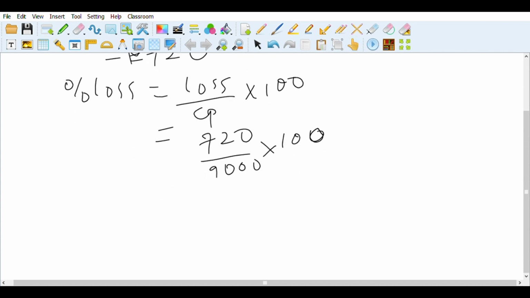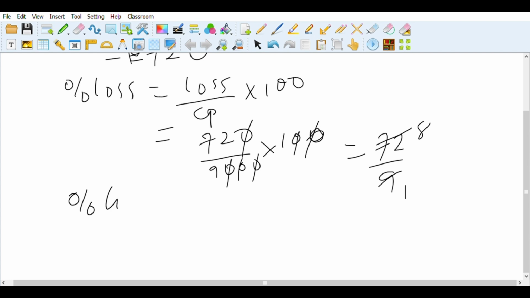Okay, in this case, 0 can divide out 0, 0 can divide out 0. This 0 here can divide out this 0. So we're left with 72 divided by 9. We know that 9 times 9 is 81, so 9 times 8 is 72. So 72 divided by 9 will give us 8. So percentage loss is 8%. So our percentage loss for that question is 8%.